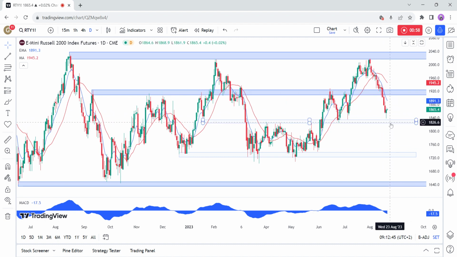If the price breaks below the 1820 support without a pullback, then we will likely see the sellers piling in even more aggressively and extend the fall into the 1720 level.